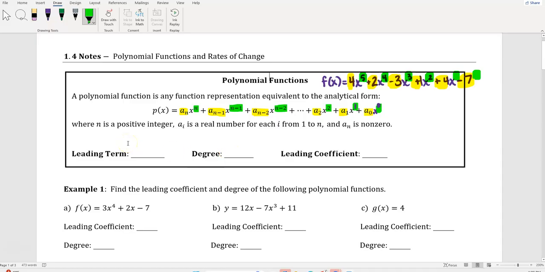So we can learn a lot of information from the leading term of the polynomial. The leading term of the polynomial is the term that has the highest exponent. So in this big long expression, it's this one. The leading term would be a sub n x to the nth power. But in a more simple example, in this equation, the leading term is 4x to the 5th power.